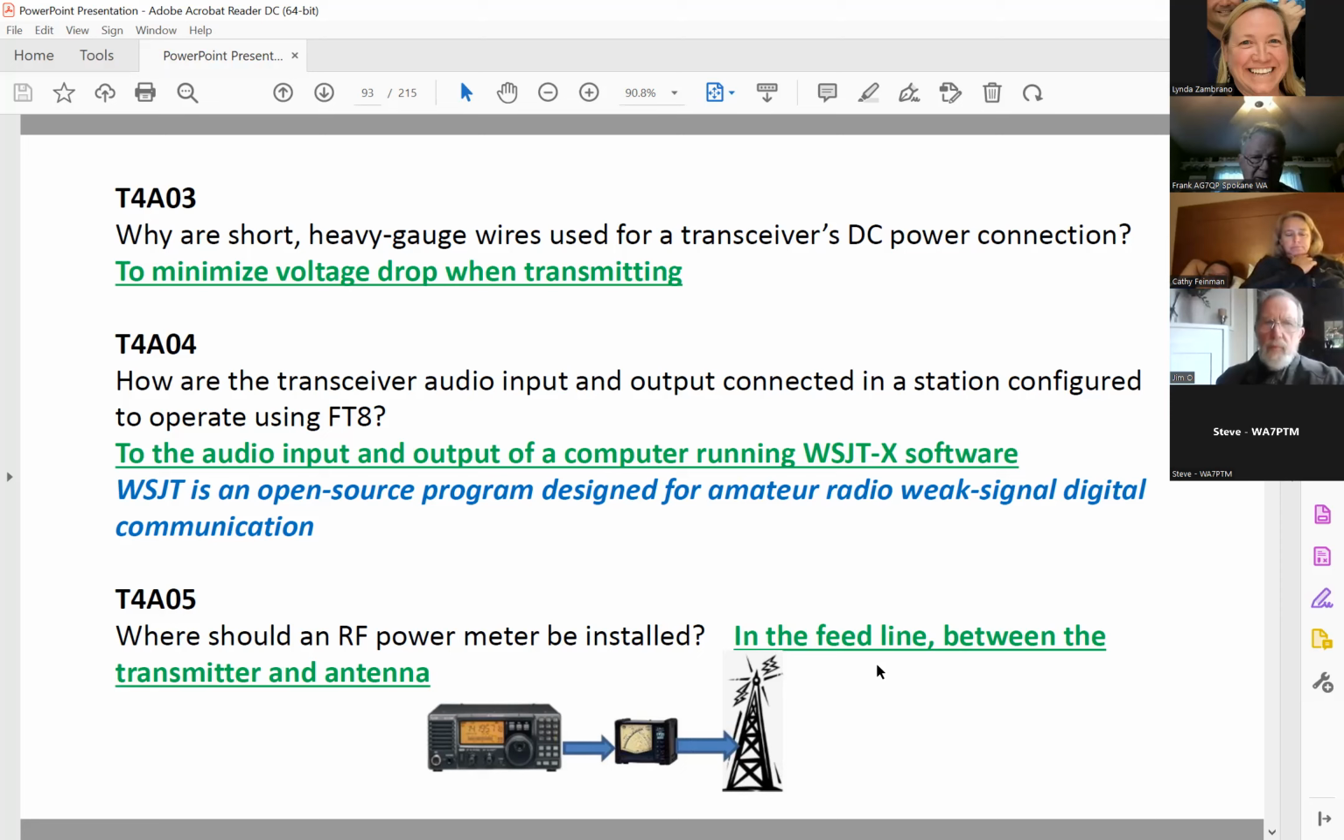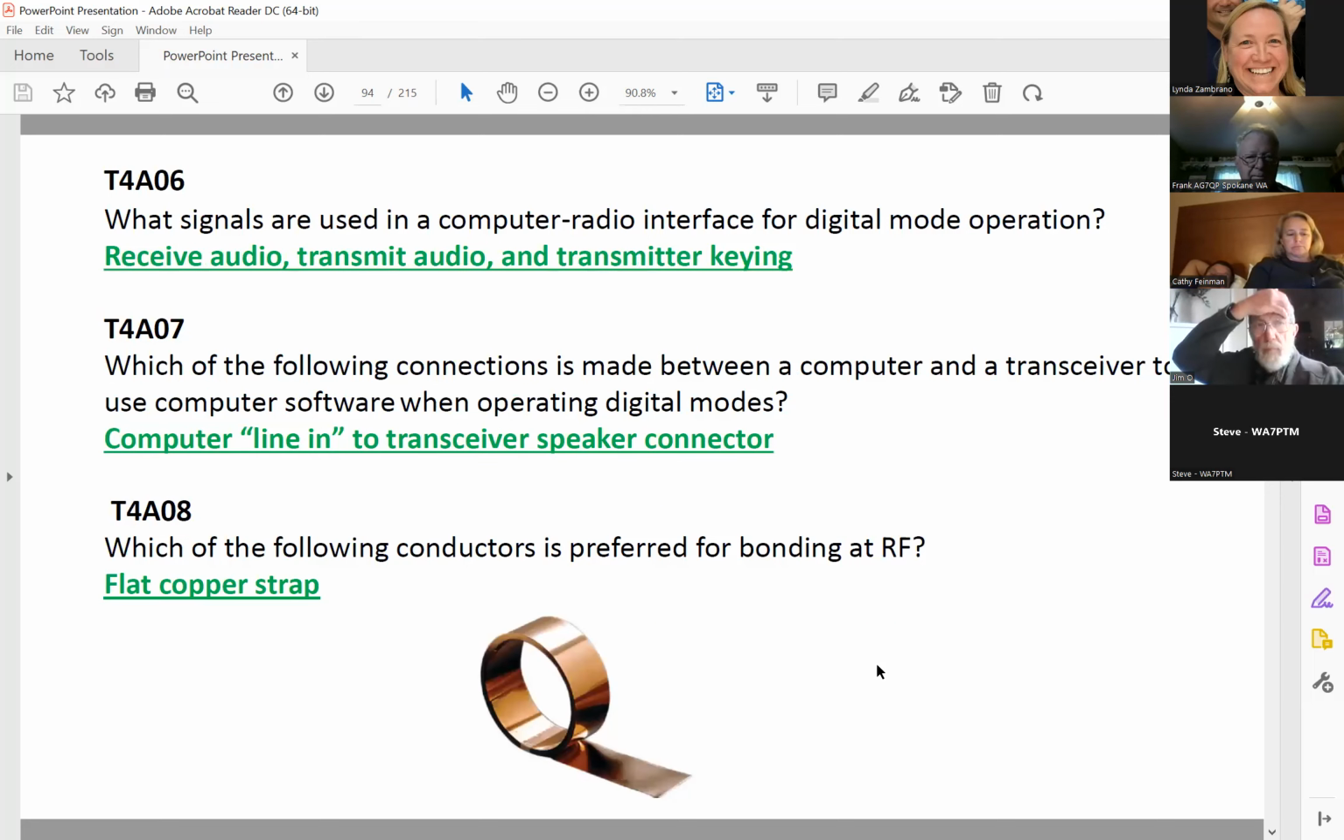Now, a lot of these questions, I can tell you that if you think about it, the answer should be obvious. For example, T4A05: Where should an RF power meter be installed? In the feed line between the transmitter and the antenna. You wouldn't put it before the radio, can't do that. In fact, there's only one place it can go, and that's between the radio and the antenna. So, what other questions do you have on this?